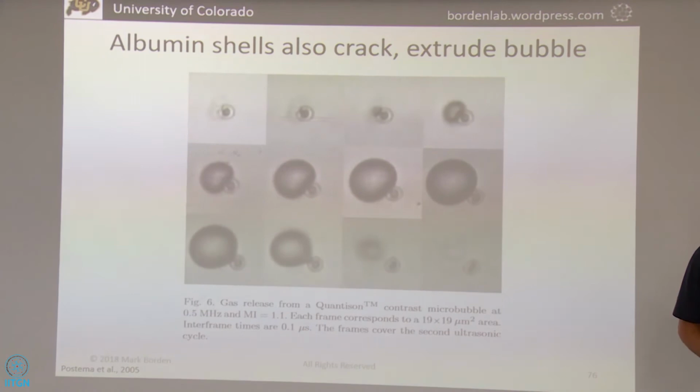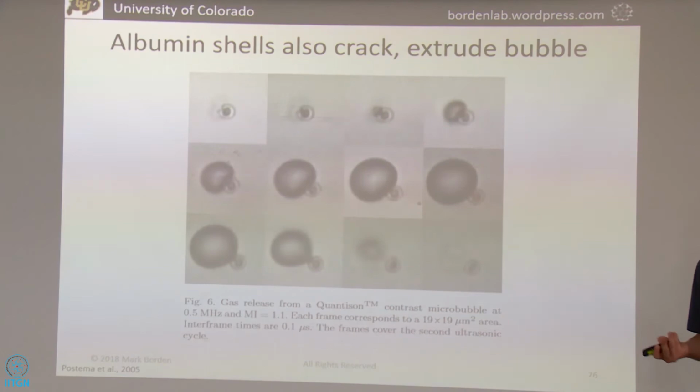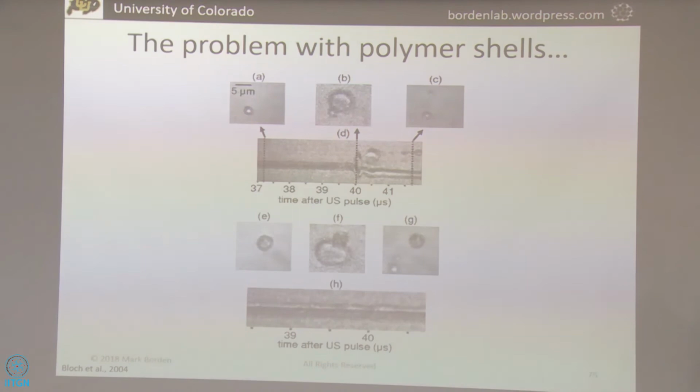When this happens for protein bubbles, it depends on the amount of cross-linking and how stiff you make that shell. Some protein bubbles can be very flexible like lipids, others can be more stiff like polymers. So proteins give you that option to move somewhere between lipids and polymers. There's been a lot of work on polymer shells, it's just that this phenomenon is not ideal.